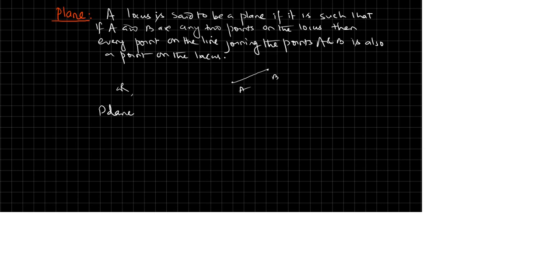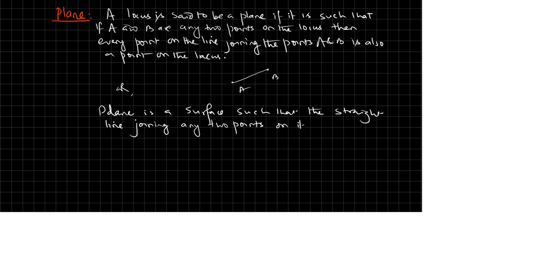A plane is a surface such that the straight line joining any 2 points on it completely lies on the surface.